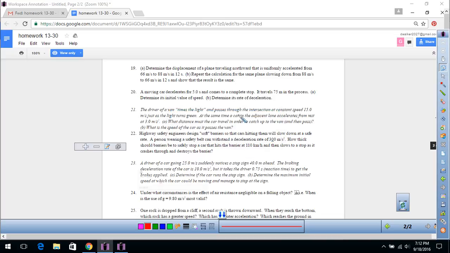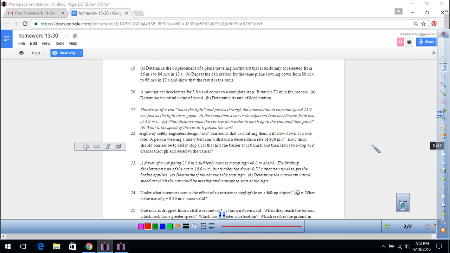Okay, so let's look at 23. So 23 says a driver of a car going 25 meters per second suddenly notices a stop sign 40 meters ahead. Braking deceleration of the car is 10 meters per second squared, but it takes the driver 0.75 seconds to get the foot on the brake and get it applied. Determine if the car runs the stop sign and what was the maximum initial speed at which the car could be moving and manage to stop still at the stop sign.